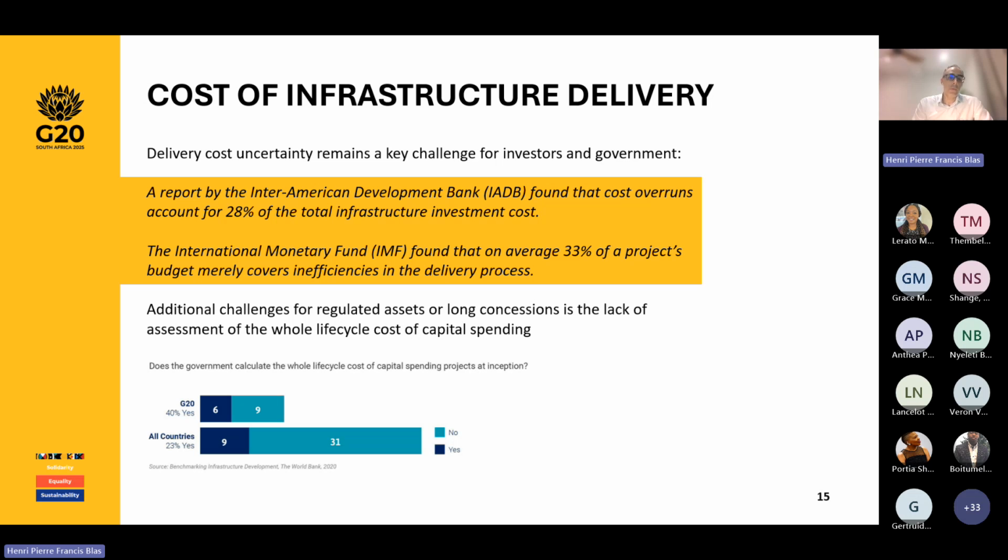An additional one is that with regulated assets and long concessions, there is a feeling from the market that there's a lack of assessment of the whole life cycle cost of capital spending. That's an issue from the private sector side, but also from the public sector side. Many projects are done without getting a real sense of how much it's going to cost to maintain and upgrade over the life cycle of the project. And so that creates a pipeline of projects that get a headline price that eventually keeps increasing.